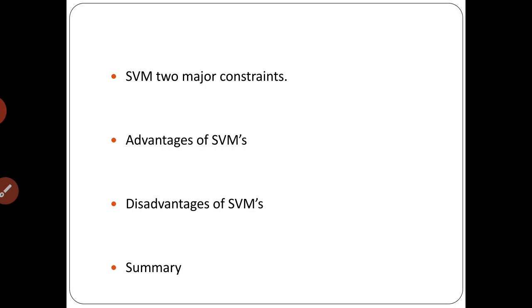SVM: two major constraints, advantages of SVM, disadvantages, and the last one is some summaries. So the first one is the major constraints. The first constraint is that it works only with real numbers, so all the data points in all dimensions must be defined in numerical values.